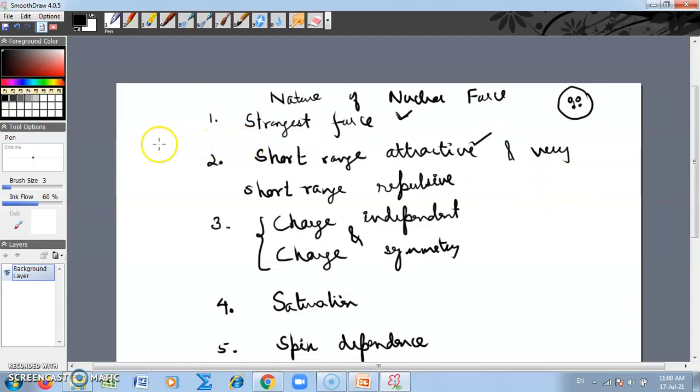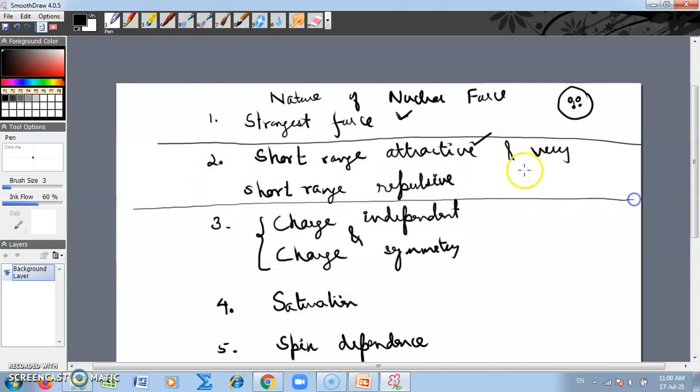What is the meaning of short range attractive? That can be explained by comparing it with the electrostatic force, because in electrostatic force, when you have a charge, the effect of the charge is felt close to it and far off, up to quite a distance, because F is proportional to 1 by r square. So as the distance becomes bigger and bigger, the force falls like this. But no such thing happens in case of nuclear force.